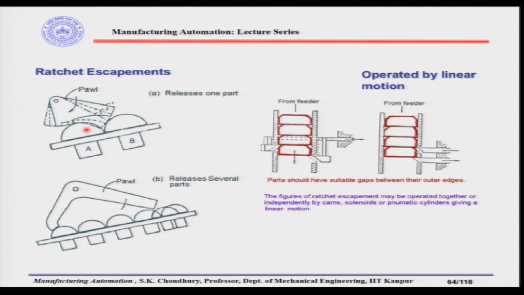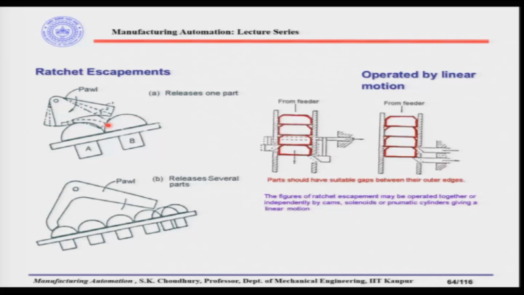This is quite clear from the diagram itself. When it goes like this, it will prevent the other parts from coming through the feed track, but the part which was here will go to the assembly machine. Then when it goes to the other position, it will take another part, one by one. So, as the pawl is swinging, or reciprocating from one position to another, the parts will come one by one.